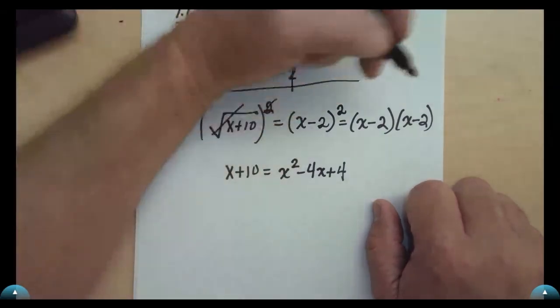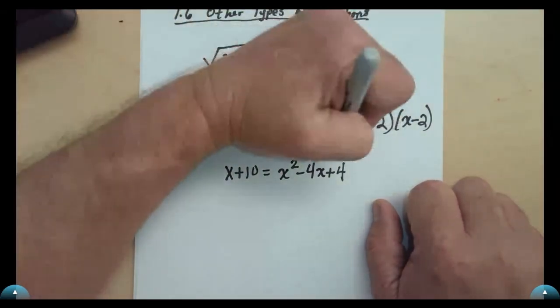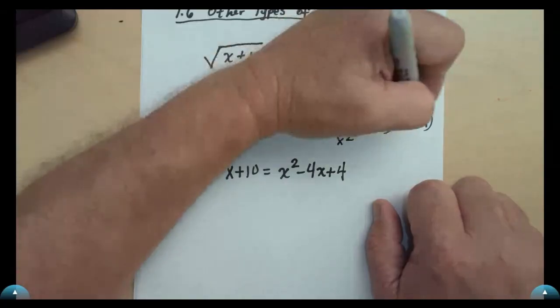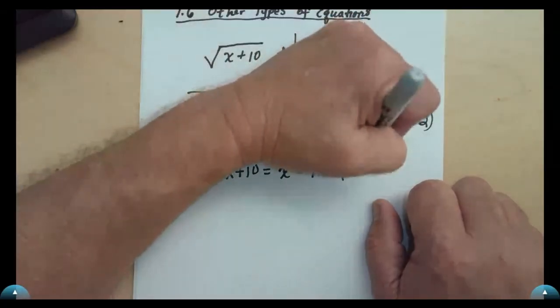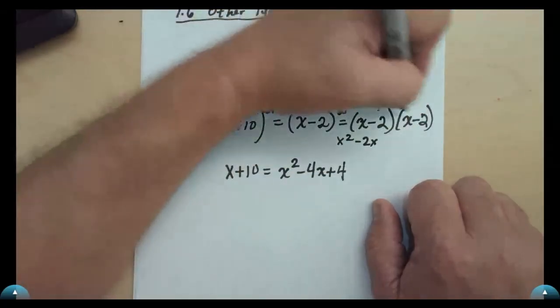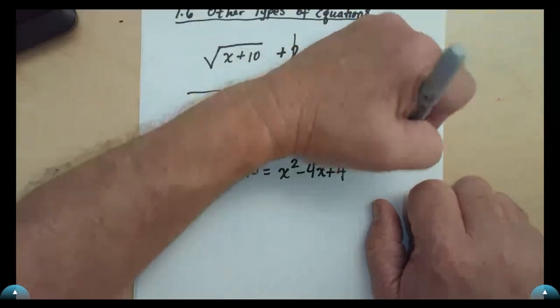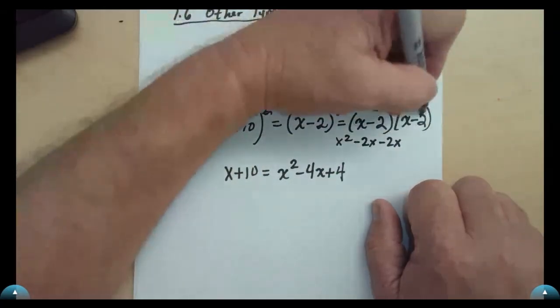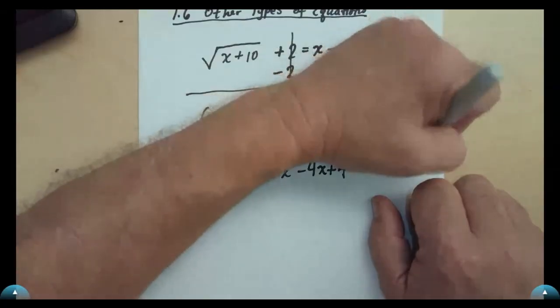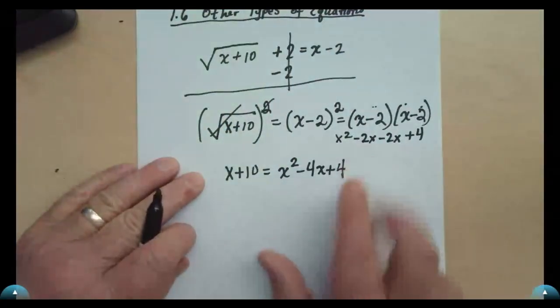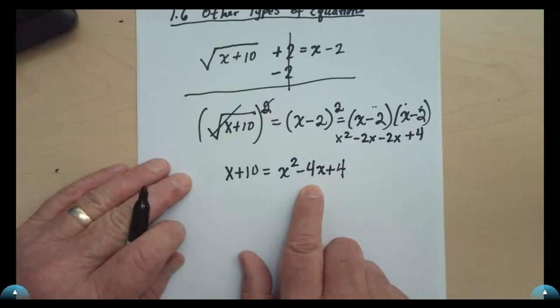But if you need to FOIL it, FOIL it. X times x is x squared. X times negative 2 is negative 2x. Negative 2 times x is another negative 2x. Negative 2 times negative 2 is positive 4. And of course, negative 2x minus 2x is negative 4x, right?